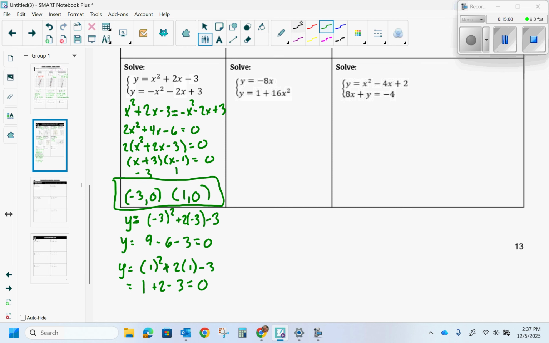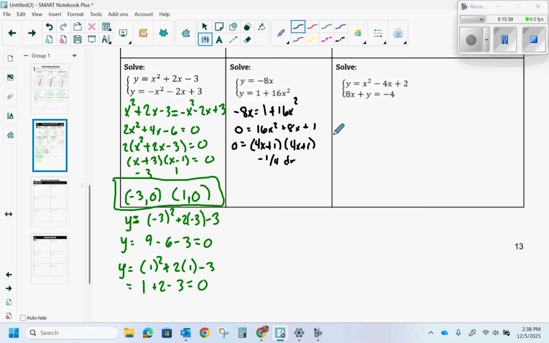Okay, let's try the next one. All right, so here I'll set -8x equal to 1 plus 16x squared. I have a quadratic. Let's get it set equal to 0. So 0 equals 16x squared. Add 8x to both sides. Put it in descending order. Okay, and let's go ahead and factor this. This one is a perfect square trinomial. So this is (4x + 1)(4x + 1). And unfortunately, we get x = -1/4. Yes, it is a double root.